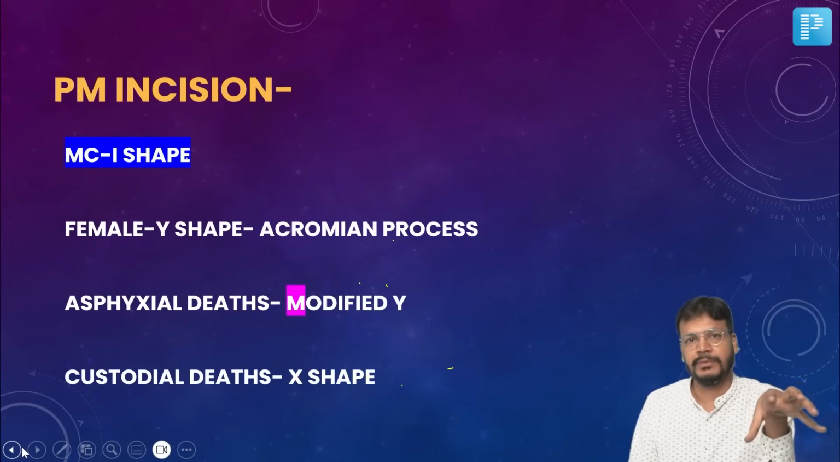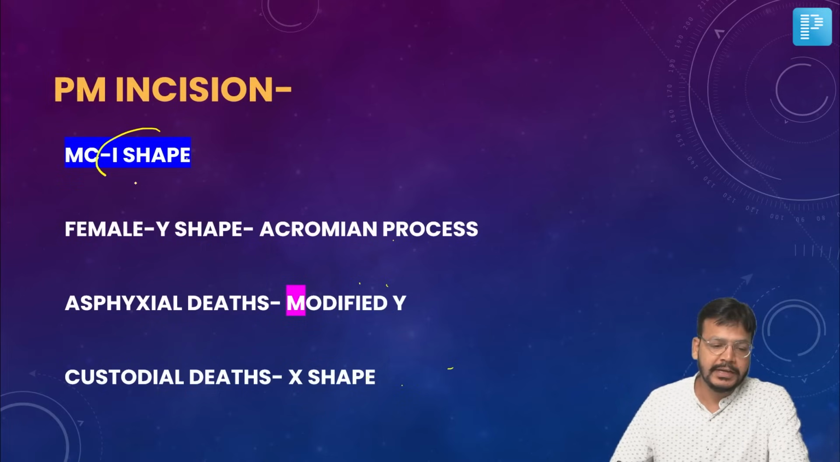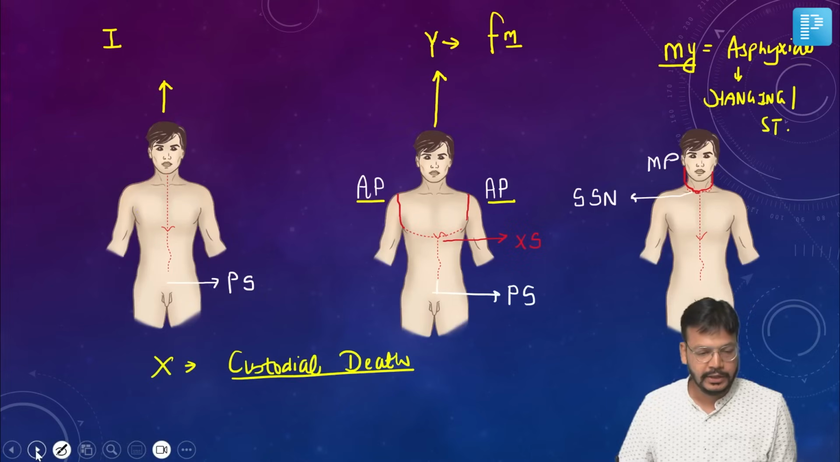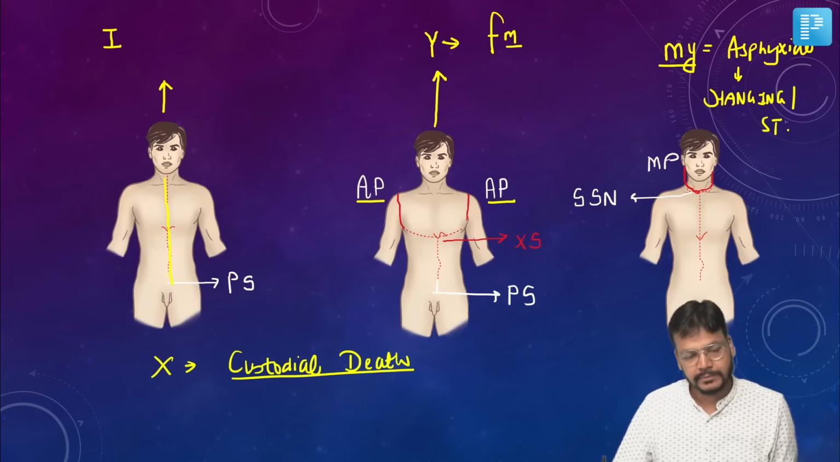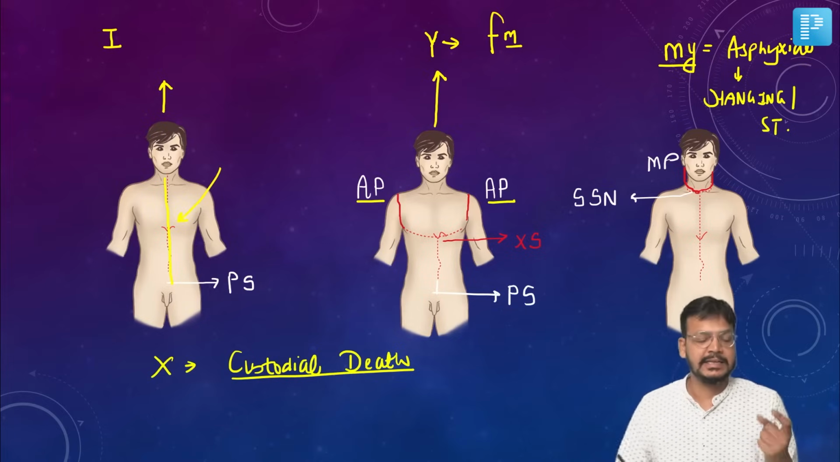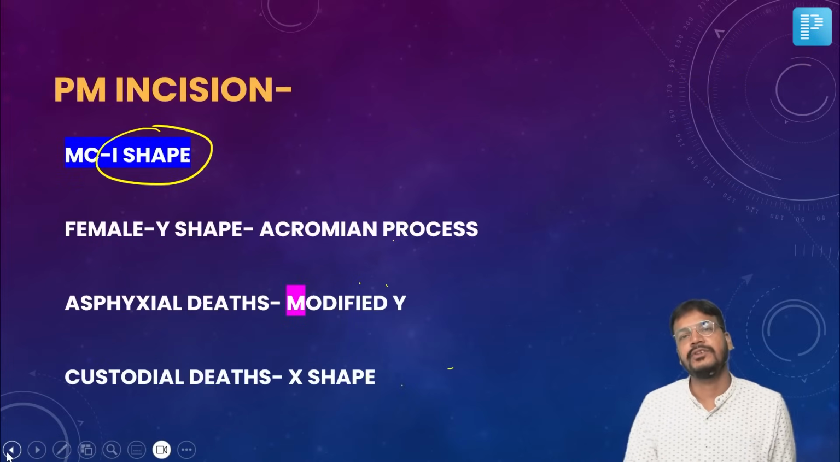Now I am coming to the incision of postmortem. The most common type of incision is I shape. I will show you the picture also, you can see the I shape. It is starting from the chin and going to the pubic symphysis. It is I shape. The most common incision is I shape.